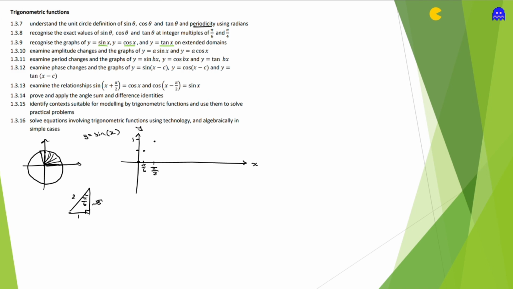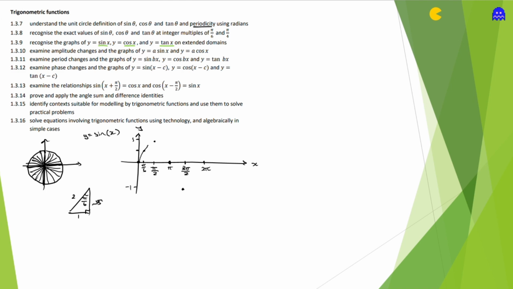Then if we keep going along the circle, we eventually get back to 0, and the point where we get back to 0 is at pi. And that is this point here. Then at 3 pi on 2, or 270 degrees, down here, we reach our minimum, and that is at -1. And then we go back up to y equals 0, or sine of 2 pi equals 0.